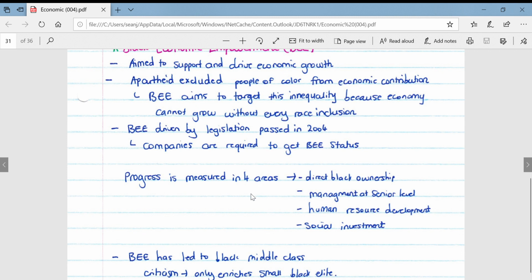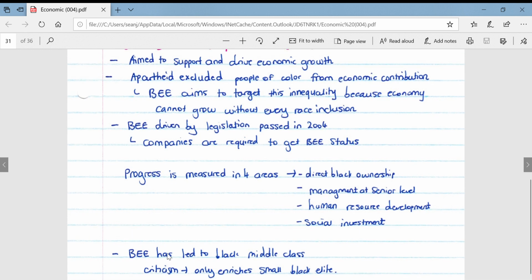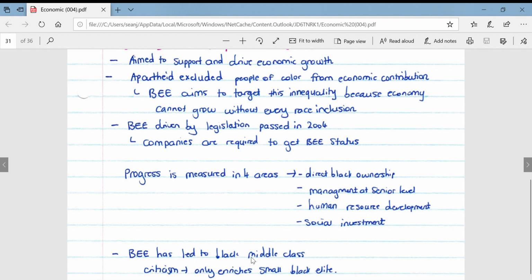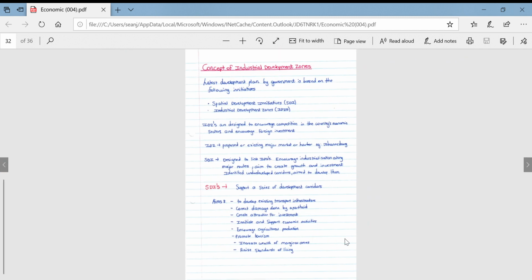Progress is measured in 4 areas: direct black ownership, management at senior level, human resource development, and social investment. BEE has led to a lack in the middle class. Criticism is that it only enriches the small black elite.